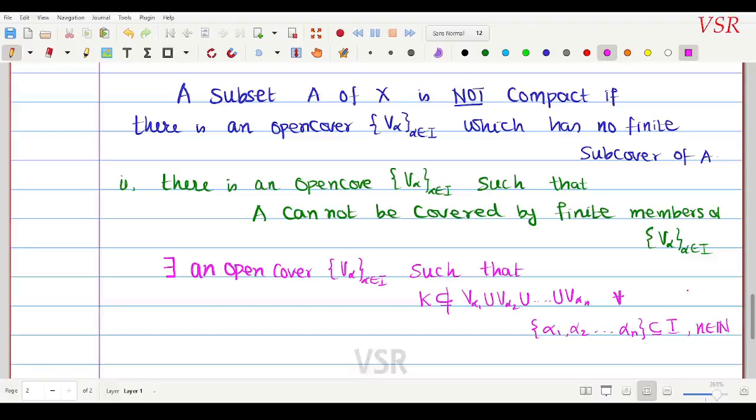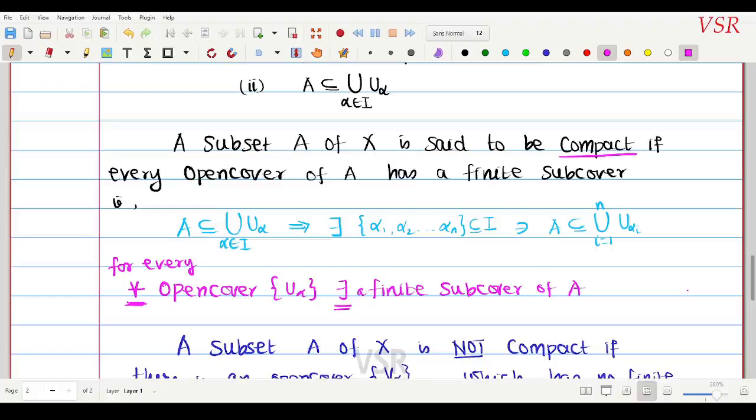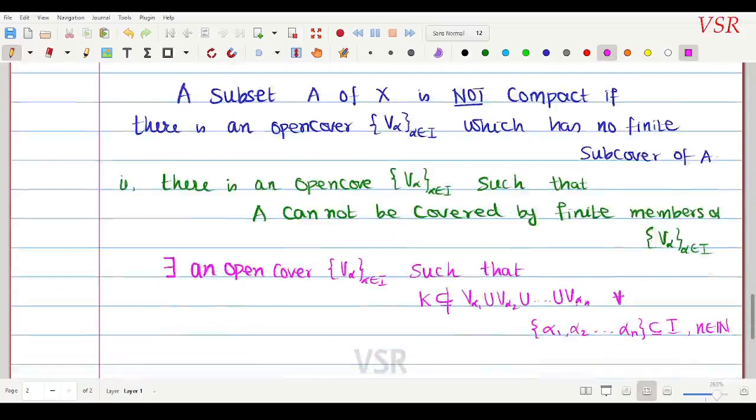I'll recall the definition again. A set is said to be compact if every open cover U alpha has a finite subcover. Whatever open cover you give, you can find a finite subcover. Not compact means there exists an open cover, which is very important. There exists an open cover which has no finite subcover. Whatever finite members you take, you cannot cover K with them. Okay, so this is the idea.